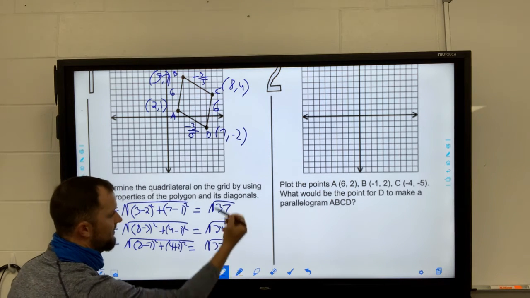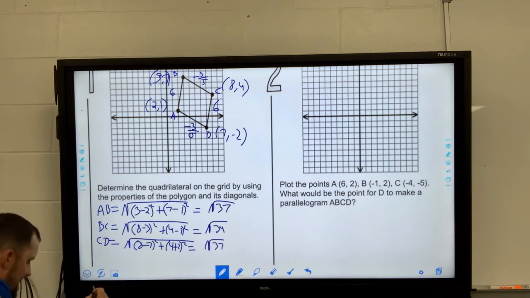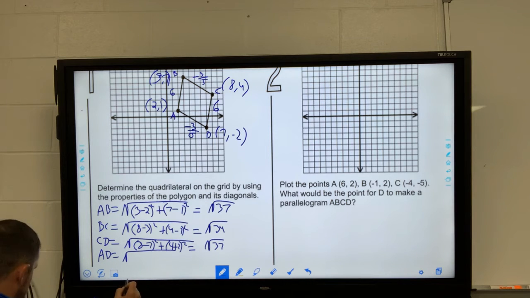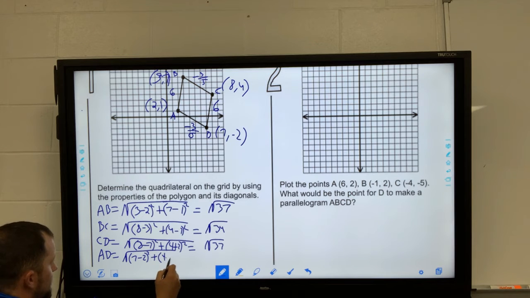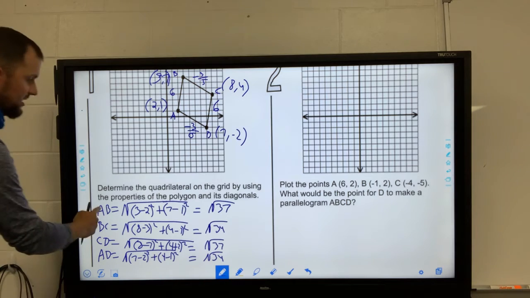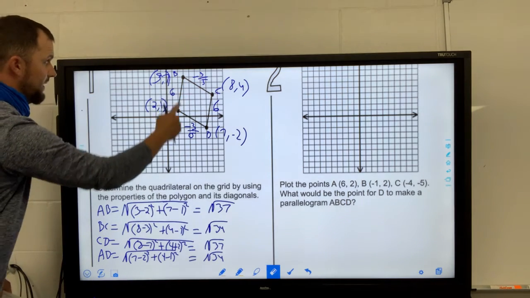Hey, look, we have a match here so far. And then lastly, I'm going to do A to D, which is going to be the square root of 7 minus 2 squared plus 4 minus 1 squared. And that's going to turn out to be the square root of 34. So if you look, A to B is 37.